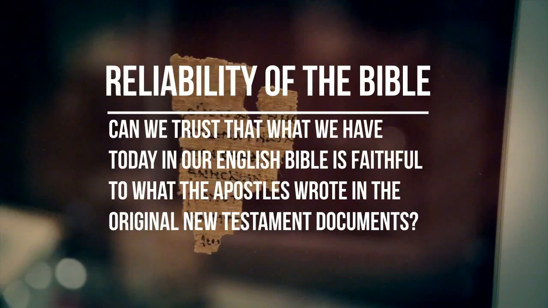How do we know that what we have in our English Bible today is accurate to the original language? I don't know if you guys know, but we don't have any of the original copies of the Greek New Testament. They've all been lost because they were made out of very cheap material that just disappeared. So the way we know is by doing something called textual criticism. And textual criticism is a method used to determine what the original manuscripts of the Bible said.